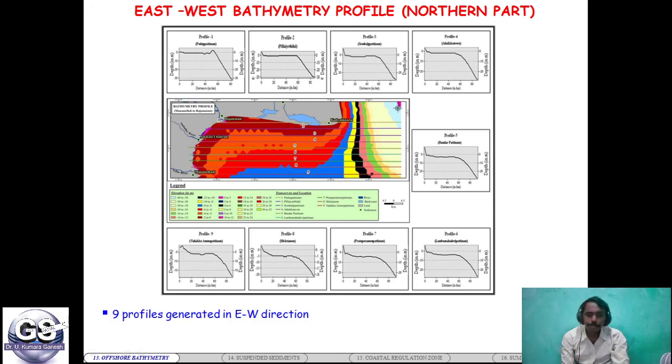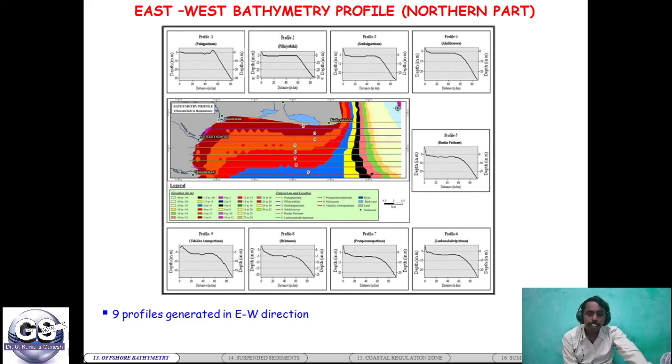Further, this study was planned to discuss the offshore suspended sediment concentration. Before discussing the suspended sediment concentration over the Palk Bay region, understanding of bathymetry data is very essential. For that, profiles were generated along the east-west direction over the Palk Bay region, with bathymetry data displaying very shallow depth.